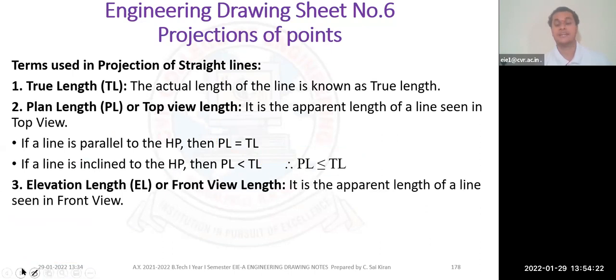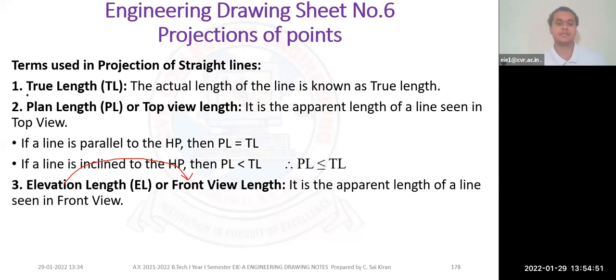And next one, elevation length. Elevation length is nothing but the front view length. It is the apparent length of a line in the front view. Whenever I'm seeing a line in the front view, on my vertical plane, whatever line I am seeing, this is my elevation length.